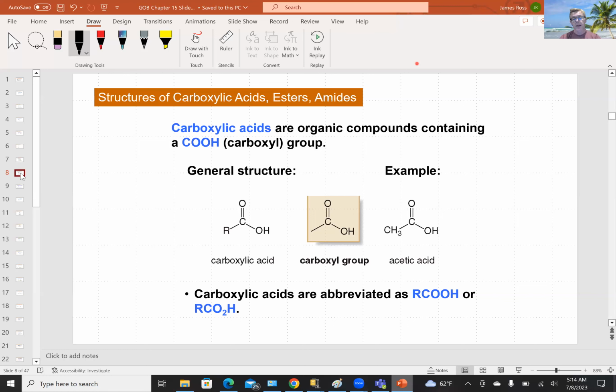Carboxylic acids are another type. So we've looked at esters, amides. Carboxylic acids kind of start off looking like esters, but we have this H rather than a carbon. So just to compare an ester with a carboxylic acid, carbonyl, O carbon versus carbonyl, O hydrogen. So we're looking at the latter here, carboxylic acid.